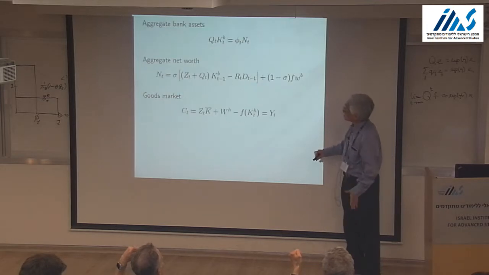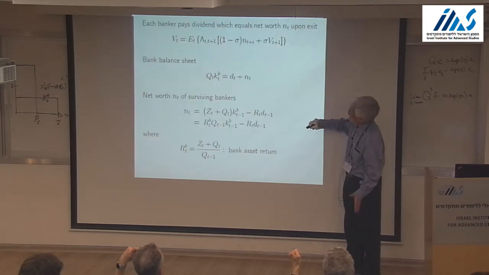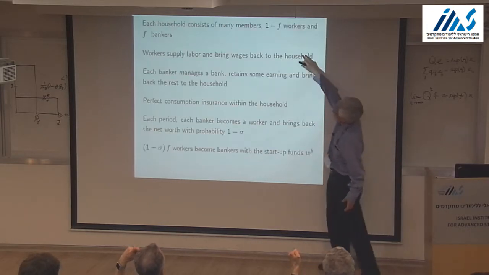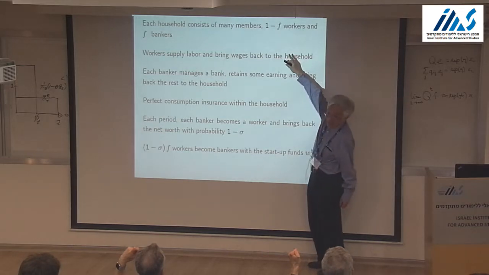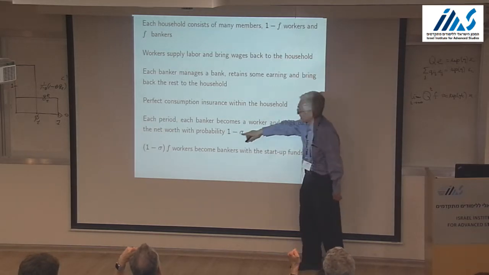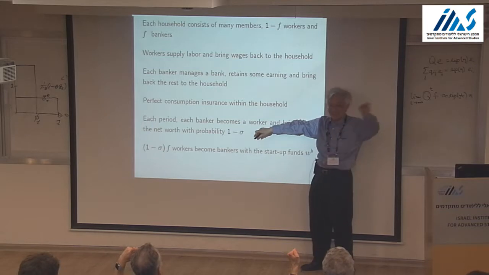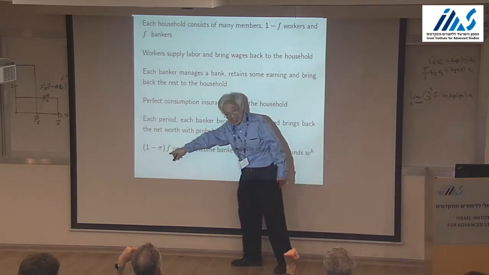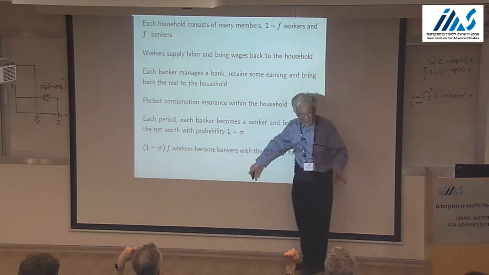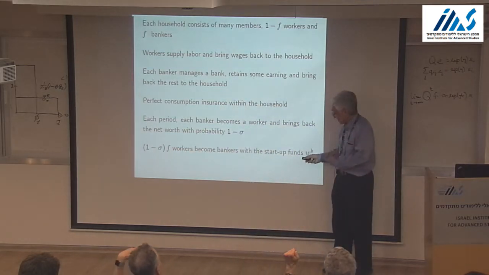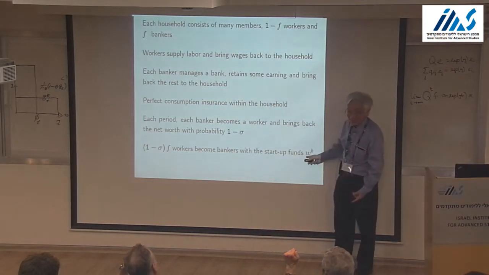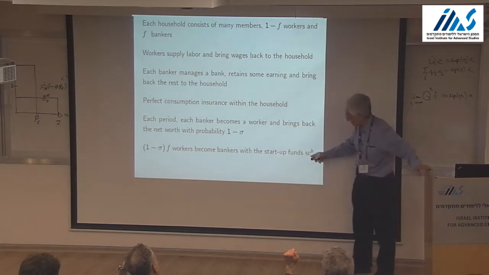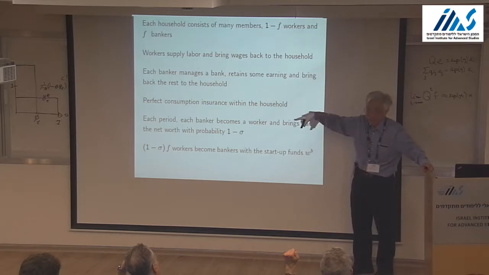They come from retirement. So a fraction F is bankers. Every period, some existing bankers retire, and then the same number of new bankers come in to replace them. And at the beginning, you have an exogenous little equity injection. One question is why the equity injection doesn't react to the market conditions.